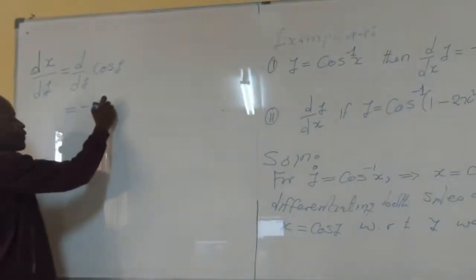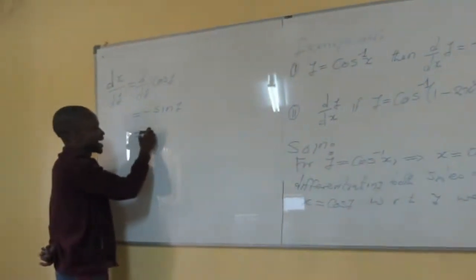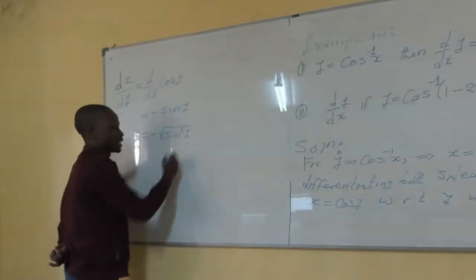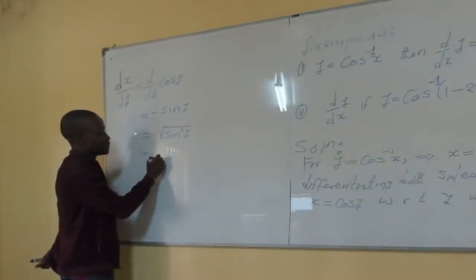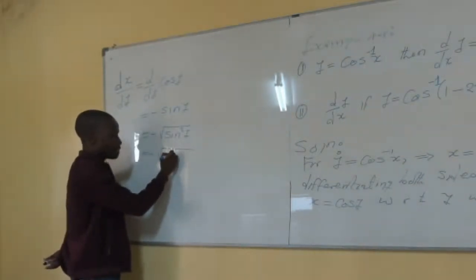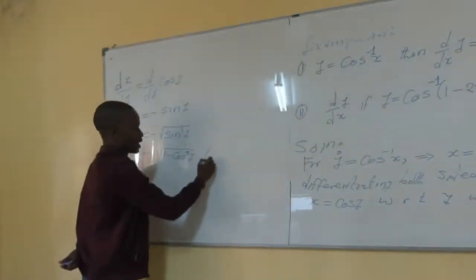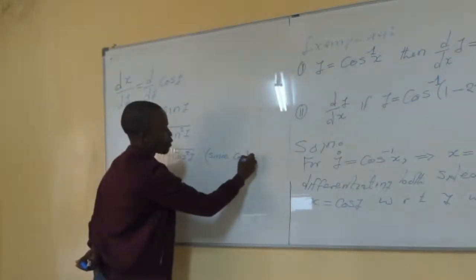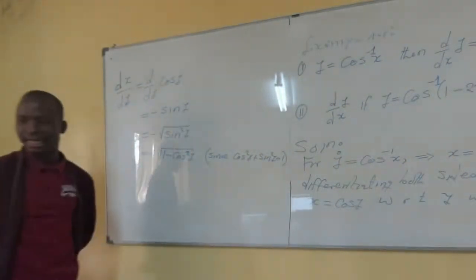The negative of sine y. And this is just the same as the negative of the square root of the sine squared of y, which, using the trigonometric identities, is 1 minus the cosine squared of y, since cos squared of y plus sine squared of y is equal to 1. This is under trigonometric identities.